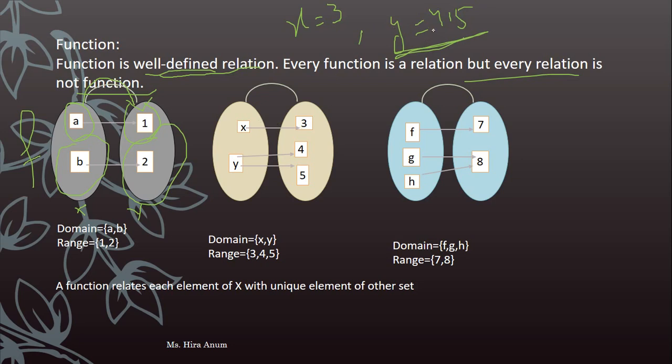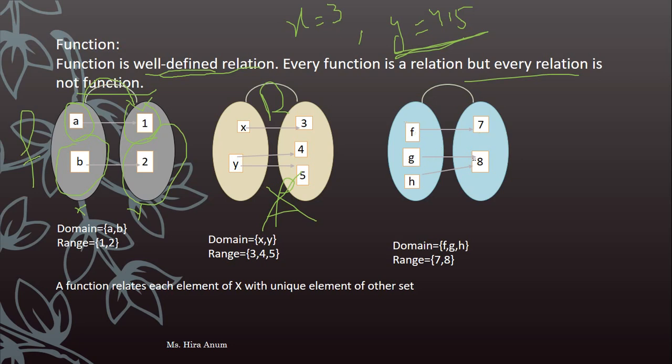It is not clear. So this is a relation, not a function. This is not a function because it is not well defined. By definition, a well-defined relation is called a function. So this is not well defined because we do not know whether y gives 4 or 5. You can write the domain as x, y and the range as 3, 4, 5, but this is not a function, this is a relation.